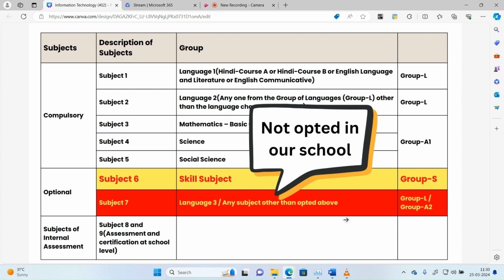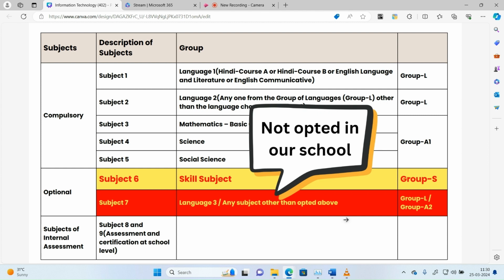Basically, in other states, like some regional areas, for example, Gujarat, they may opt for Gujarati. In Bengal, they may opt for Bengali. In Maharashtra, they may opt for Marathi. Like this, various places can opt for a third language, and basically it is the language which is local to that particular region, and that is chosen as a mother tongue or native language. So in our school, we don't have that yet.